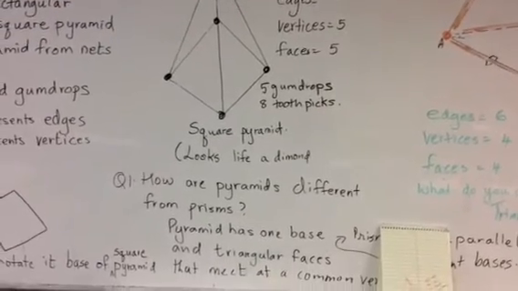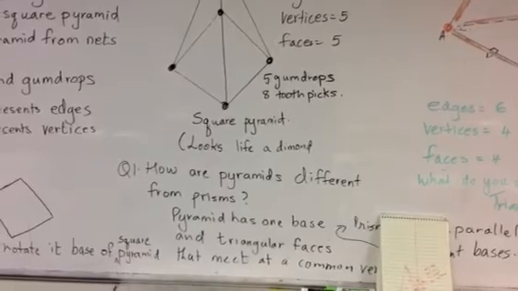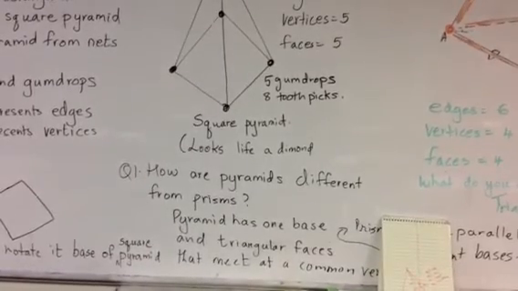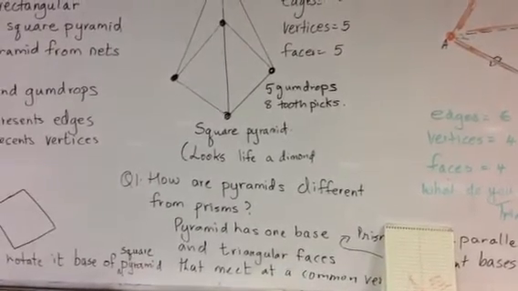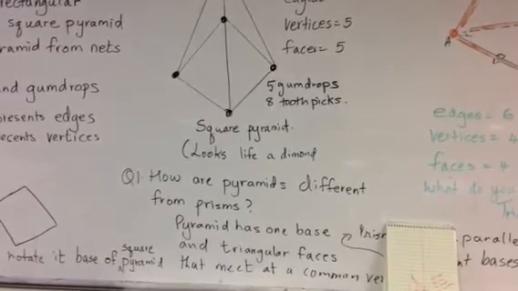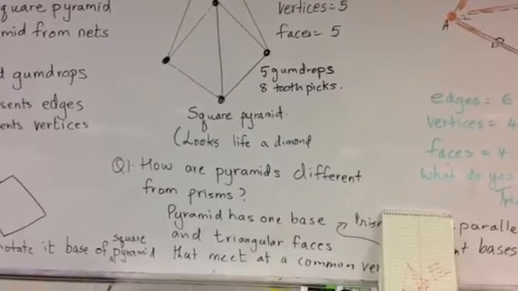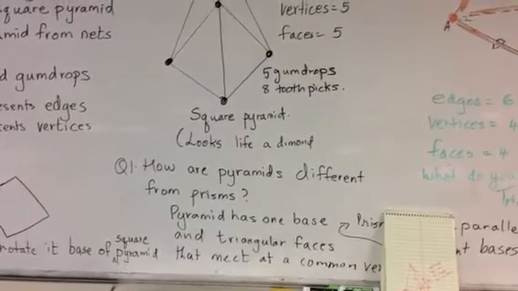How are pyramids different from prisms? A pyramid has 1 base and triangular faces that all meet at a common vertex.